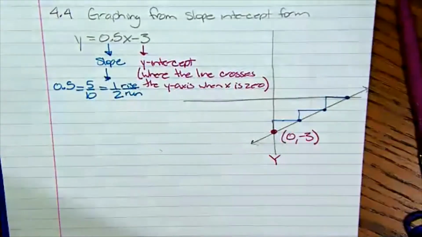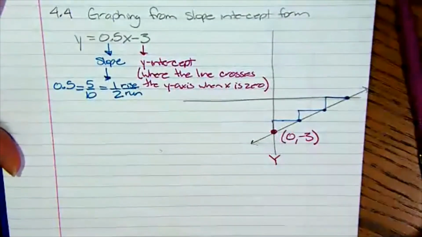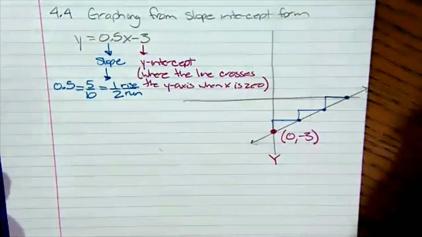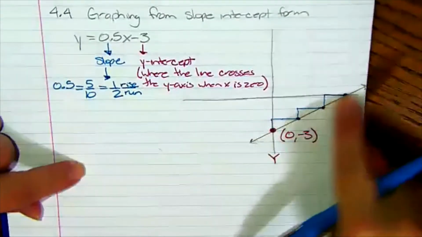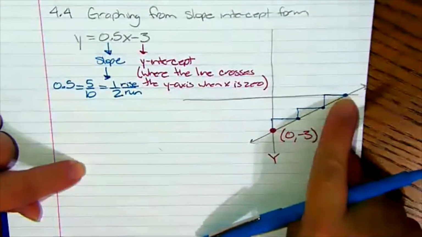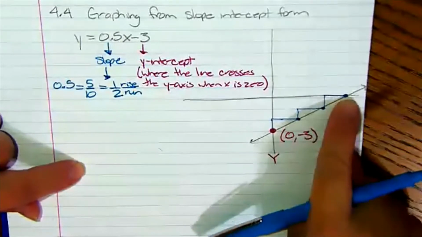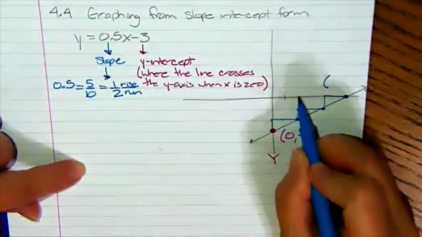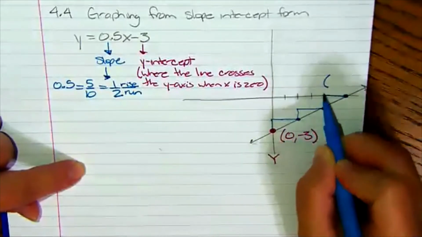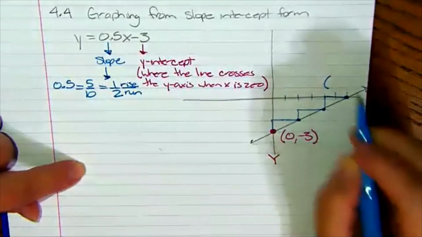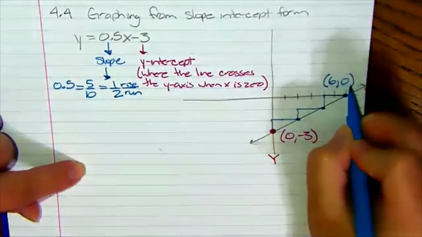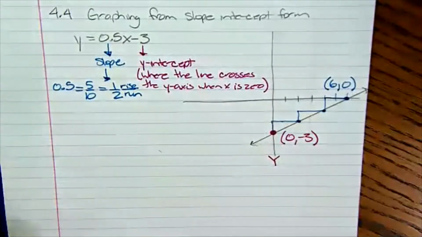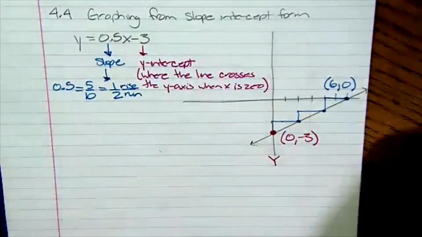And then the question asks me, what is my x-intercept? What is the x-intercept? Well, the x-intercept is where my line crosses the x-axis. So my x-intercept is 1, 2, 3, 4, 5, 6. So my x-intercept is 6, 0, where it crosses my x-axis.